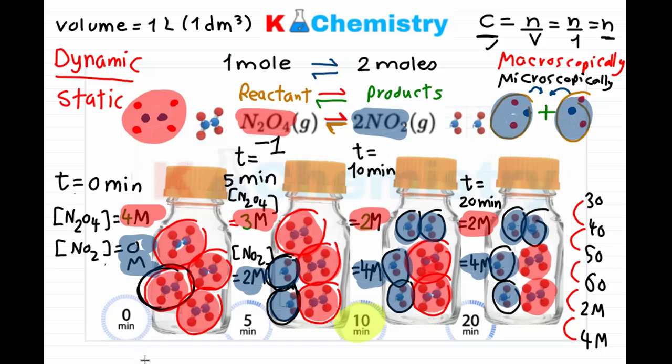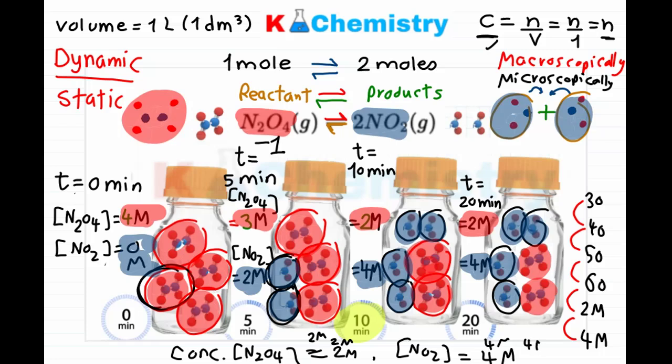A very big mistake that students make is saying always that the concentrations are equal. No, the concentrations are not equal. The concentration of N2O4 at equilibrium is equal to 2 molar, while the concentration of NO2 at equilibrium is equal to 4 molar. So the concentrations of them are not equal, but they stay the same. So after 1 hour, it will be 2 molar and 4 molar. After 2 hours, it will be 2 molar and 4 molar. It will never change. Why? The speed of this breaking down is equal to the speed of this combination.